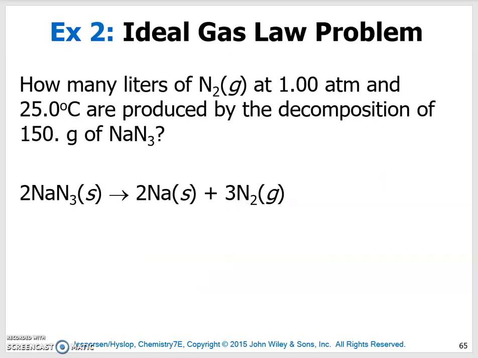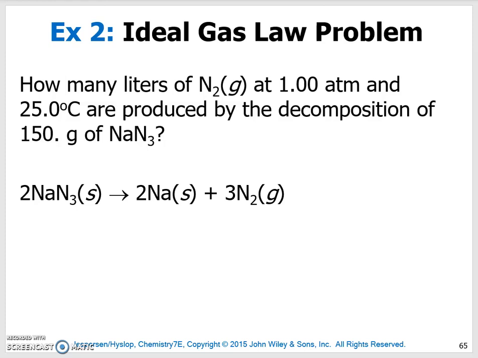The second example is within the context of a chemical reaction now. So we're ramping it up just a teeny bit. How many liters of nitrogen at 1 atmosphere and 25 degrees Celsius are produced by the decomposition of 150 grams of sodium nitride? I have written out how to do this so that you can see it in real time as opposed to slides. Here are all the solutions.